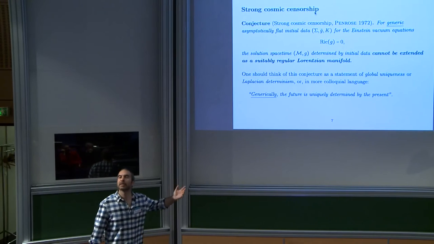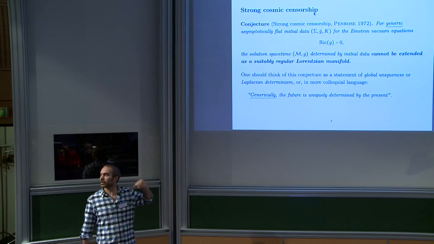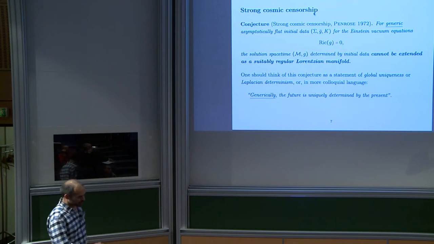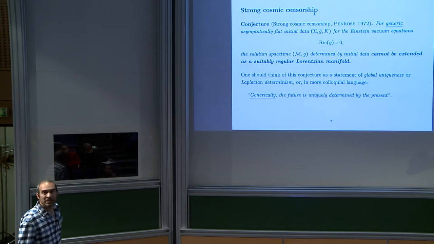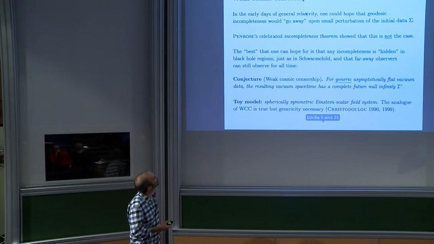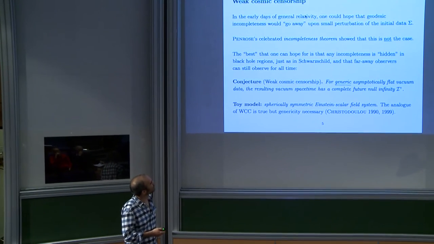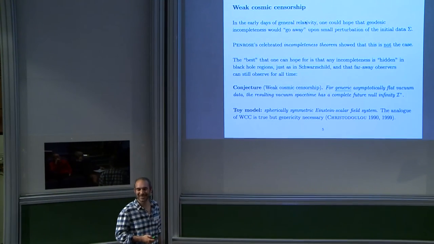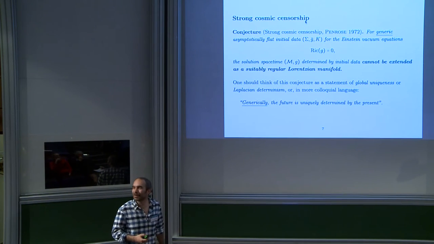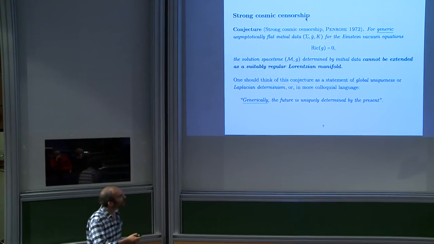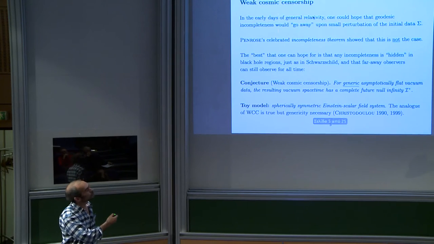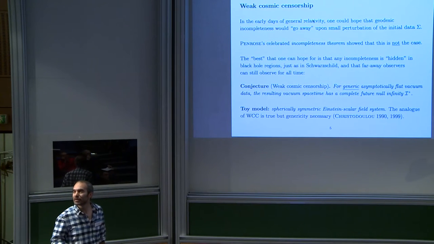But more generally, any generic initial data should have the property that the Cauchy development is inextensible. So, as is written here, you can really think of this conjecture as the statement of global uniqueness in general relativity, just like the weak cosmic censorship is the statement of global existence. In fact, those would be much better names for these two conjectures, because there's nothing about this conjecture which is stronger than this conjecture. They're really two different statements.